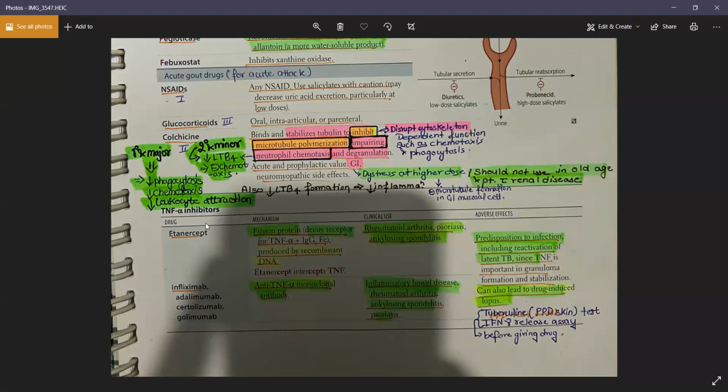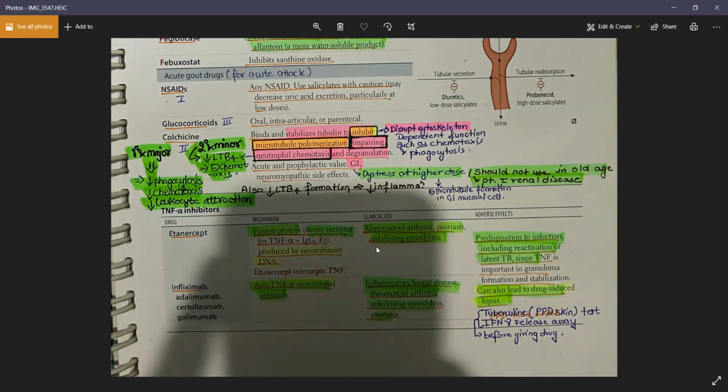Do we have to remember the clinical uses specifically, like for which disease this drug is being given? You can have an idea, just not a specific name, because in all these diseases TNF alpha is involved, right? In rheumatoid arthritis, you're having TNF alpha. Remember, interleukin 17 and TNF alpha are the two main cytokines responsible for rheumatoid arthritis, right? Similarly, for ankylosing spondylitis, you're also having TNF alpha as well as interleukin 17, right?